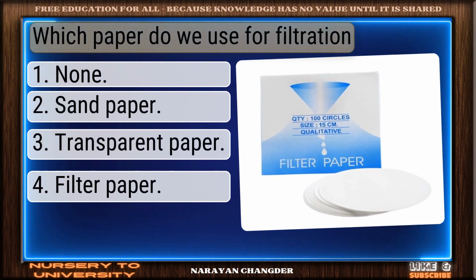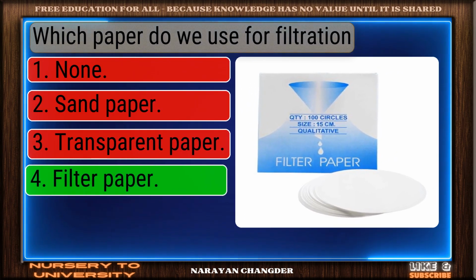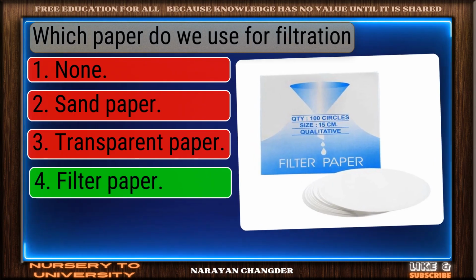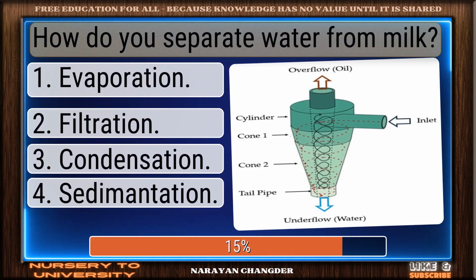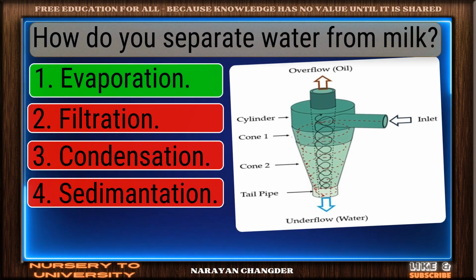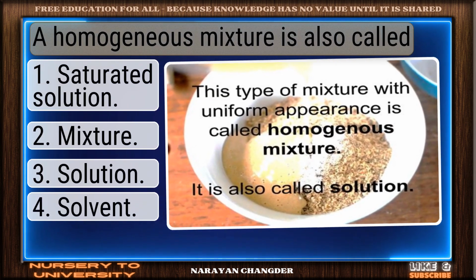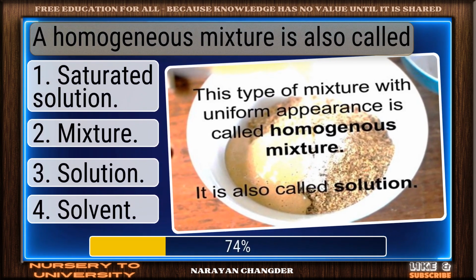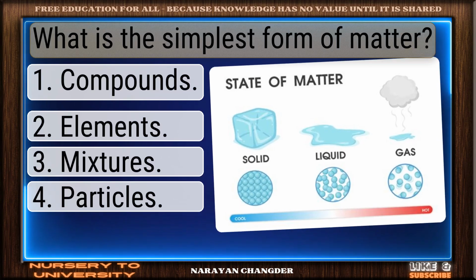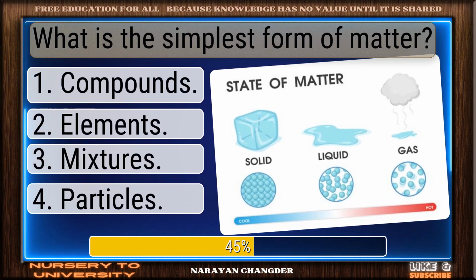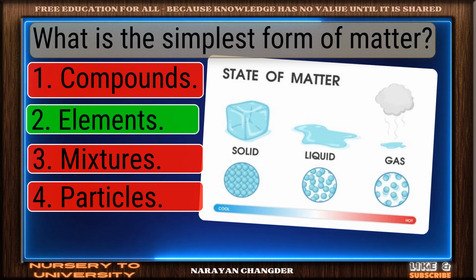Which paper do we use for filtration? Exactly. Filter paper makes sense and it is the right choice. How do you separate water from milk? Correct. Evaporation is the right answer. A homogeneous mixture is also called. Right choice. Solution is the best answer. What is the simplest form of matter? Well picked. Elements is the correct answer.